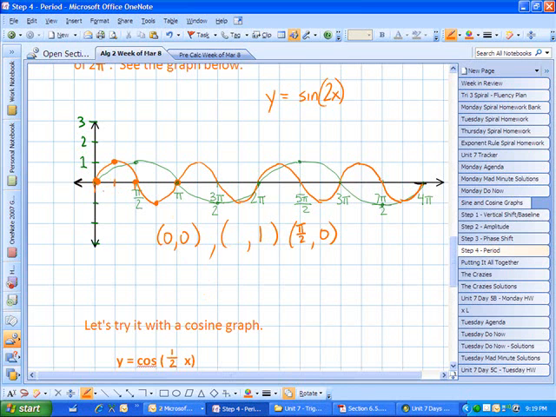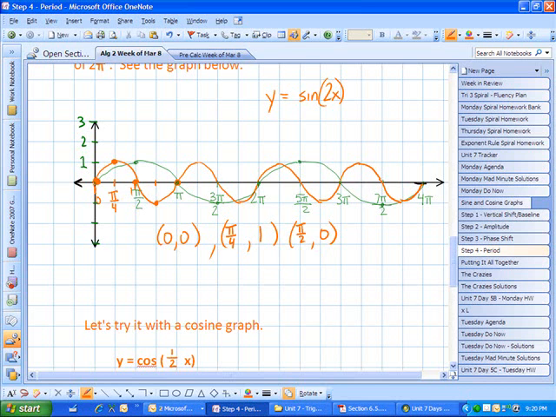If you think about it, this is 0, and this is like a half. What's halfway between 0 and 1/2? 1/4. So this is pi over 4. That's our power point there. So we got that one.